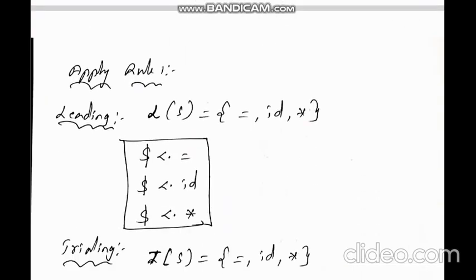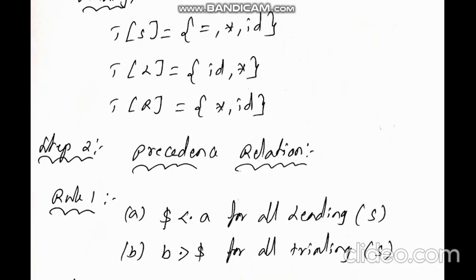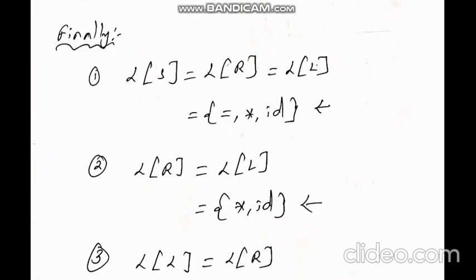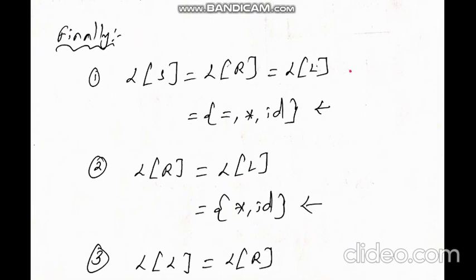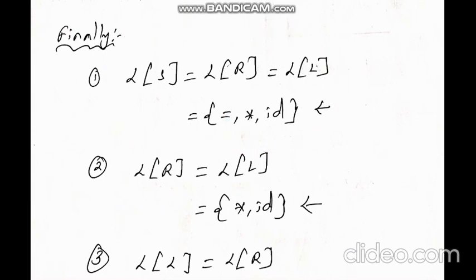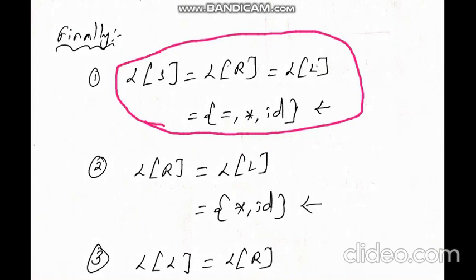So I am taking all the leading of S. What is leading of S? I'm scrolling up so you can check it over here. What is leading of S? Leading of S is equal to asterisk and id. So these are all the things. So for all the leading of S, we are going to apply that rule, right? So remember this, and then we are going to apply the same thing here.